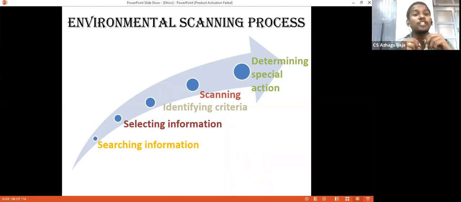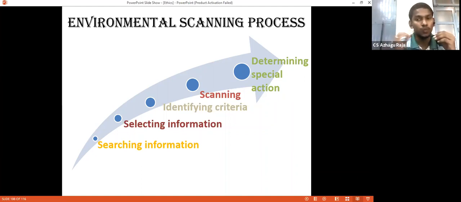And then determining special action depending on the internal and externalities of the environment. You determine the action. Determining action means what? You have identified the problem by collecting the information, and selecting the information and identification. And then after that, you have selected the information by using the scanning. By scanning, what do we do?